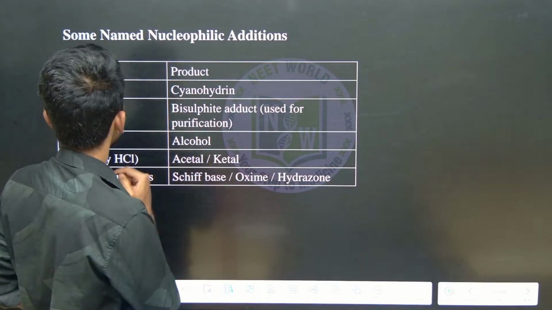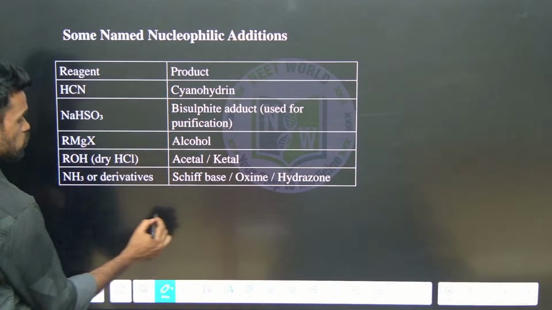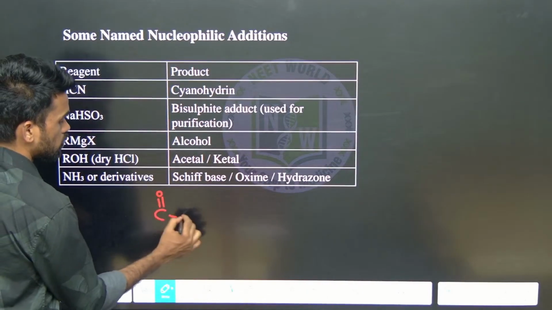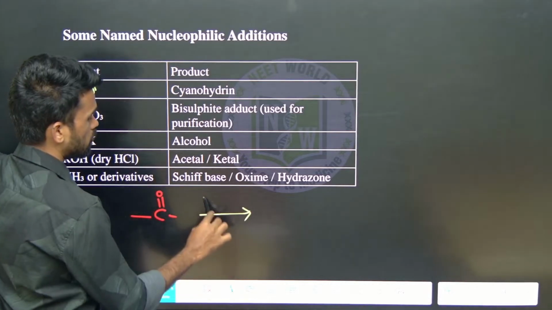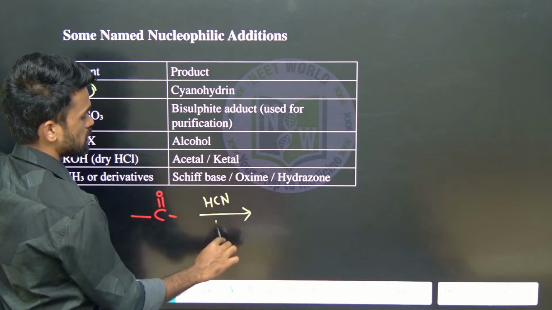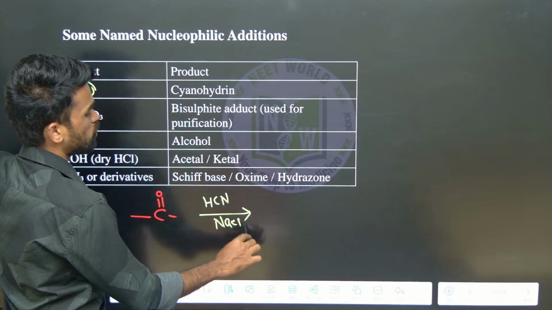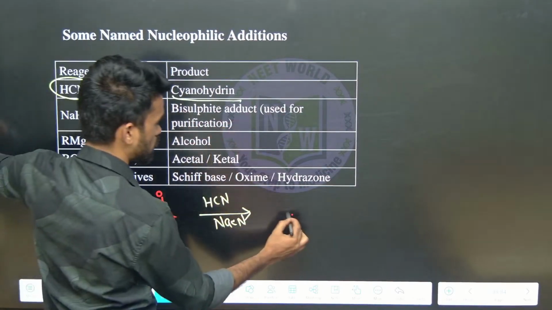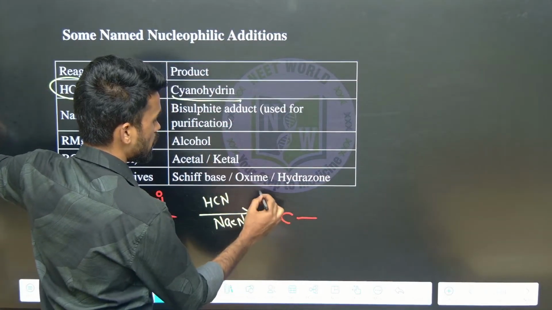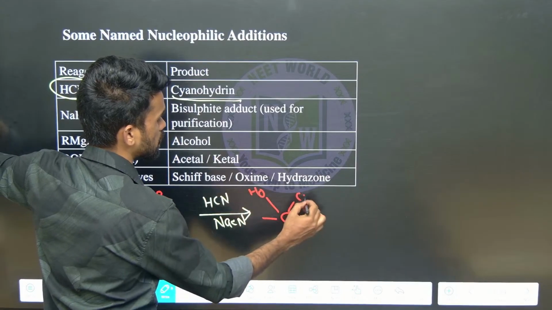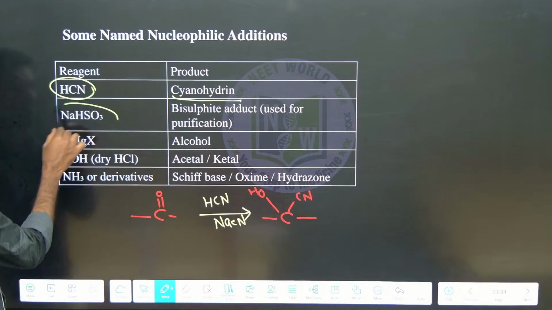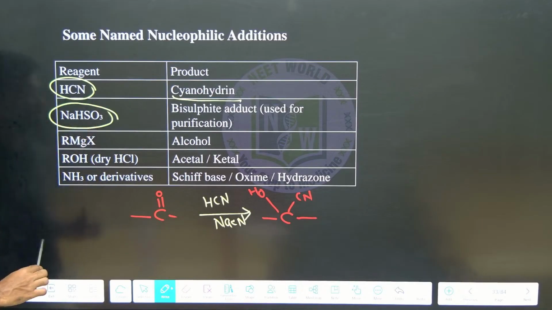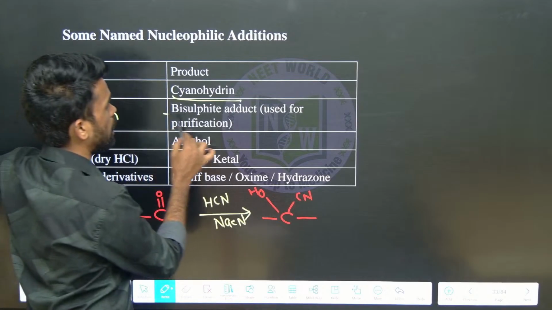Again, to the carbonyl group, if you are adding HCN, what is the nucleophile here? HCN in presence of NaCN. The product formed is called cyanohydrin. Cyanohydrin means one side OH, another side CN. So this is called cyanohydrin. If you are using NaHSO3, sodium bisulfite, we will get a bisulfite adduct.